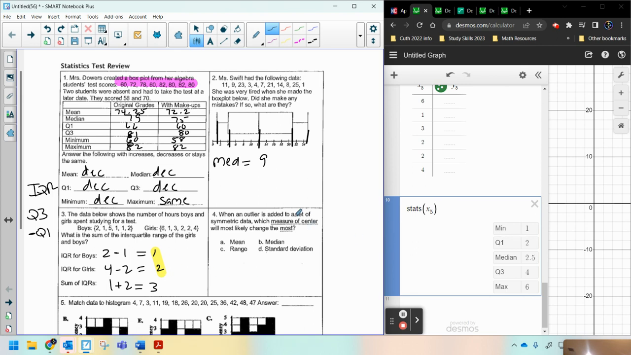All right. Number 4. When an outlier is added to a set of symmetric data, which measure of center will most likely change the most? All right. So which one is going to change the most? This is a good question. The range could change the most. The mean can change a lot too. The median's not going to change a lot.